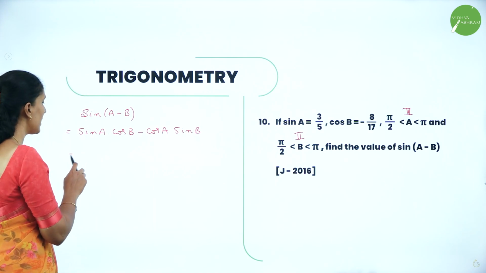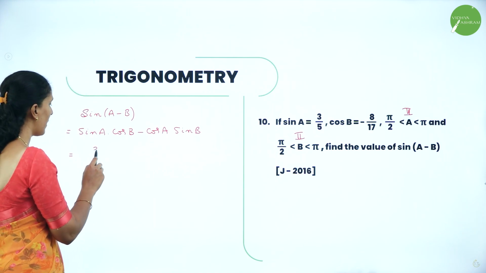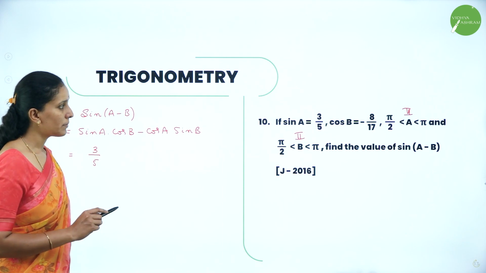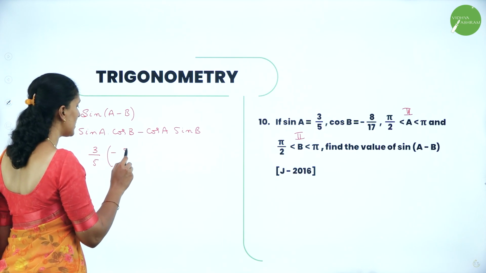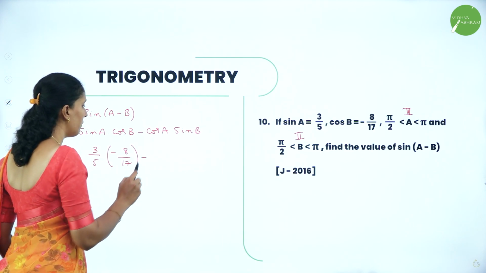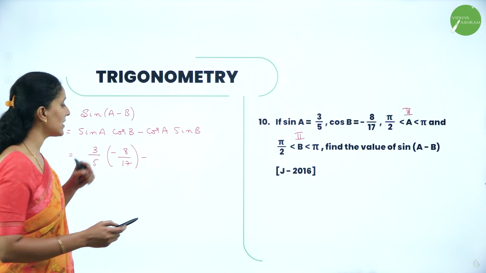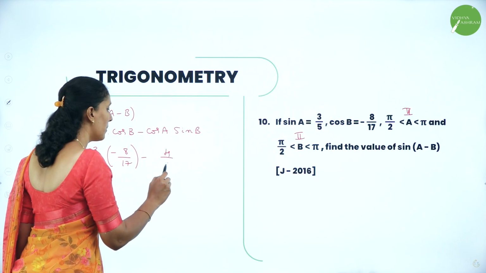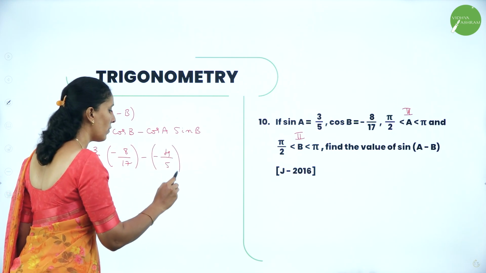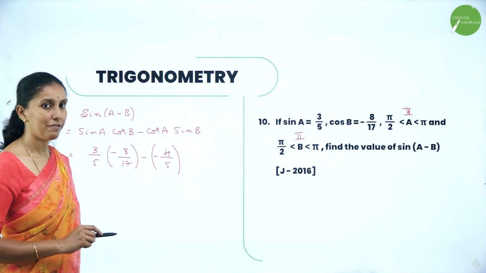So we have here sin A. Sin A is 3 by 5. Cos B they have given, that is minus 8 by 17. We don't know cos A, but using Pythagoras triplets we can write cos A as 4 by 5. But since it lies in the second quadrant, we will get the value as minus 4 by 5.